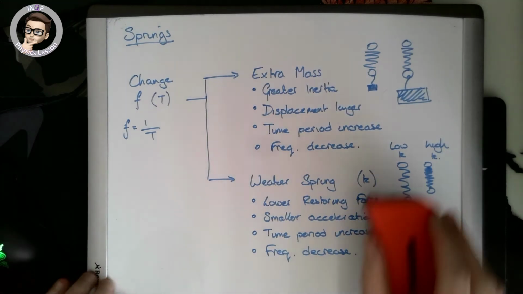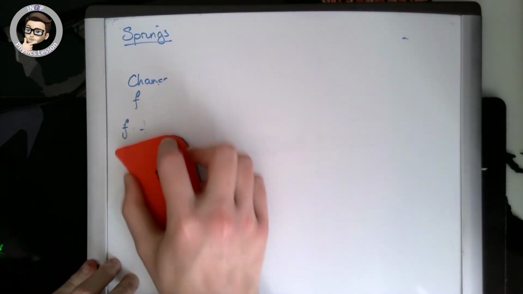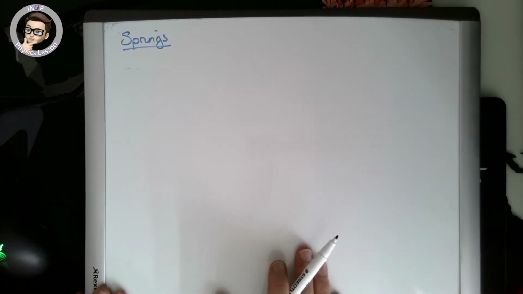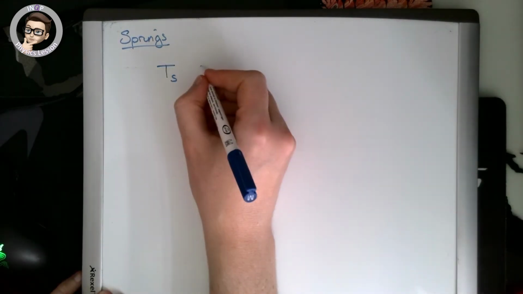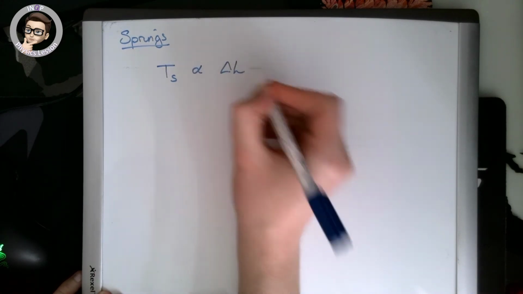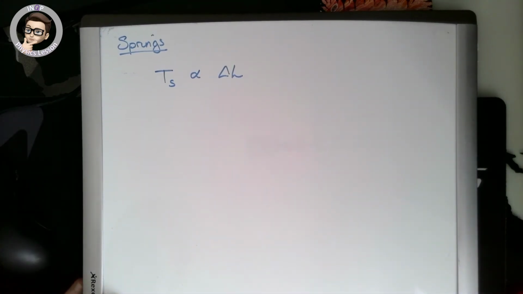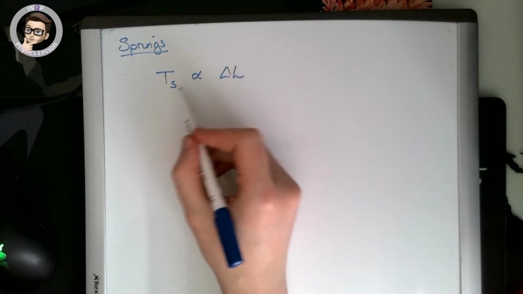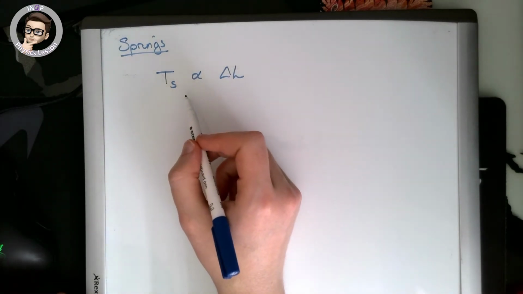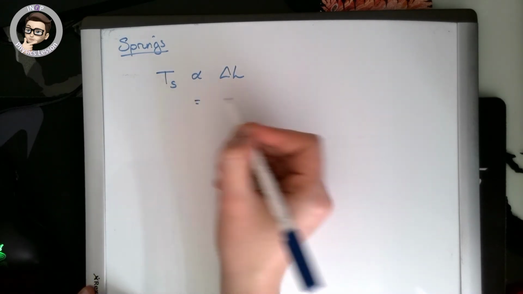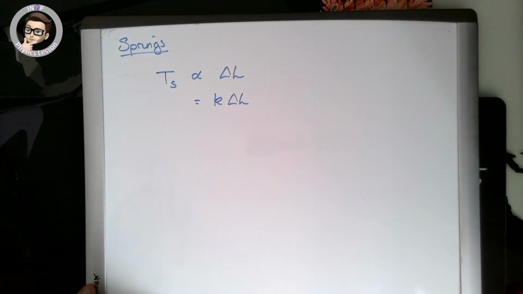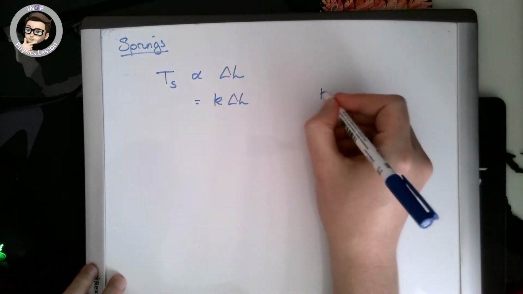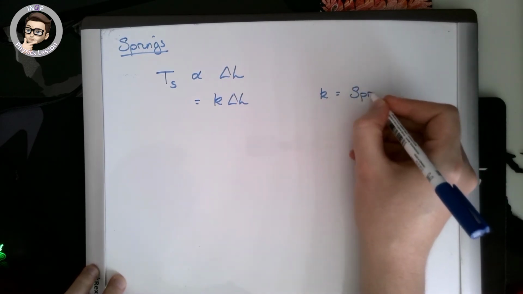Okay, so let's be a bit more definitive with what we're talking about here. Because we can say that the time period for the spring to oscillate is going to be proportional to the extension of the spring. The greater the extension, the greater the time period for it to oscillate. And we know that if we want to take away that proportionality, we've got to multiply it by a constant of proportionality, which we'll call k. And k in this case is going to be our spring constant.